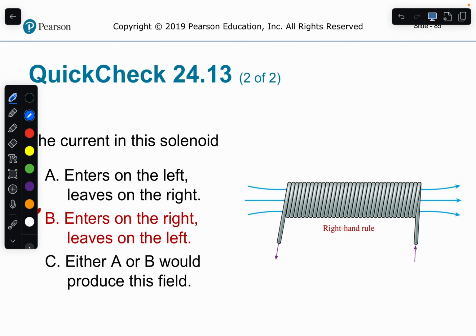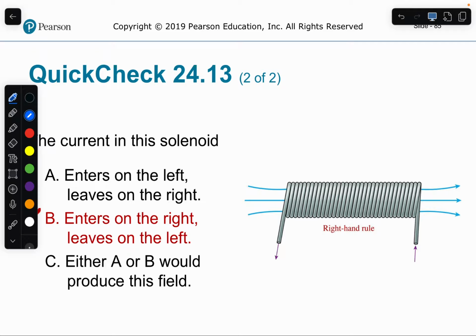So when you're doing your thumb in the direction of the current on the right-hand side of that solenoid, right, you're going to stick your thumb in the direction of the current and curl them around until your fingers are in front of it. And then you can see that the magnetic field direction points in the direction of my 4 fingers, right?